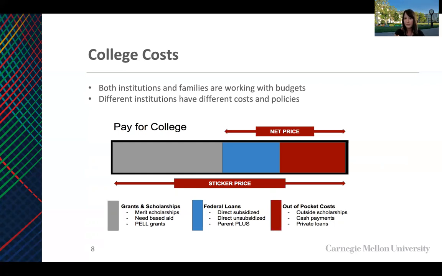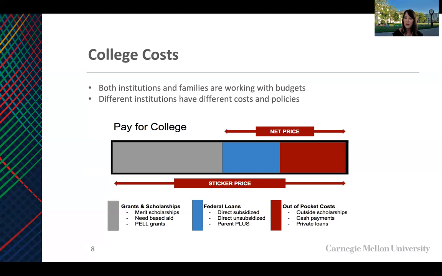So if you look at the bottom, you'll see the gray is anything that's grants or scholarships. So those can be merit scholarships. Those can be any need-based aid. They can be Pell Grants, basically gift aid or scholarships, things that you're not paying back, the aid that you're receiving, but you are not responsible to pay back after graduation. The blue and the red, the blue are federal loans. So those can be the subsidized or the unsubsidized, which is the loan program through the Department of Ed. And there's also a Parent Plus loan through the Department of Ed. So those are loans. So you'll borrow those and you'll be responsible for paying those back after graduation.